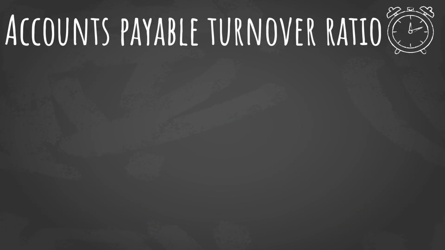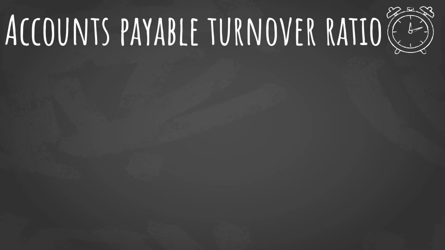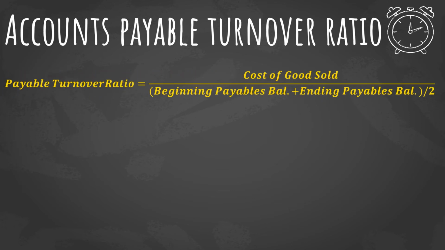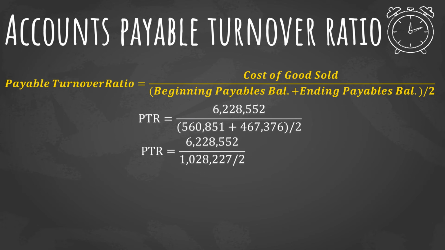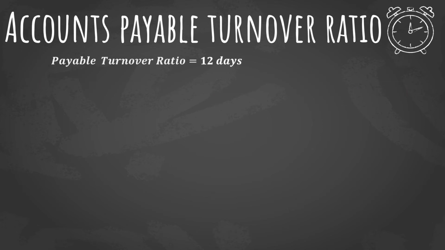Next that we need to identify is the accounts payable turnover, which is defined as the time it takes for the business to sell its finished product from the time they are acquired. The formula to get the payable turnover ratio is the cost of goods sold divided by the average payable. So, still we are getting the accounts payable turnover ratio of accounting period 2014. If we use this formula, the payable turnover ratio will be 12 days. Take note of PTR, which is 12 days.